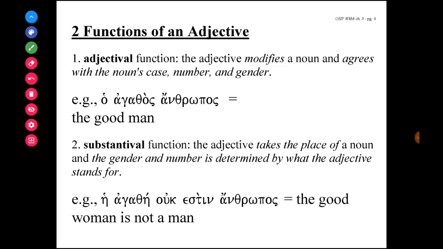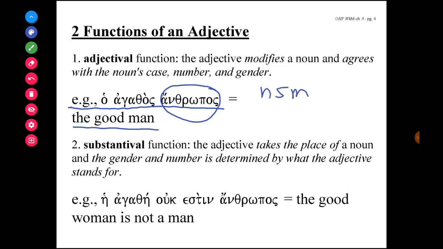I'm using Greek as an example to kind of appreciate how the adjective is used. So the first example that we're going to give is an example of what we call the adjectival function, where the adjective modifies a noun and agrees with the noun's case, number, and gender. So ho agathos anthropos means the good man. And notice that since the noun it modifies is nominative singular masculine, the adjective that modifies the noun also has to be exactly the same, nominative singular masculine. So an adjective that modifies a noun has the same case, number, and gender as the noun it modifies.